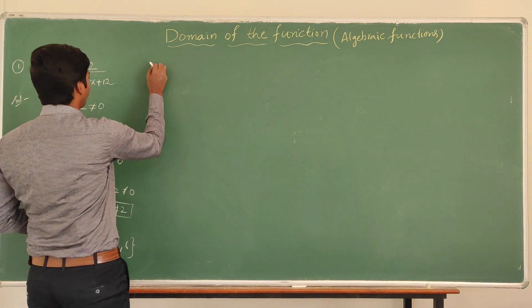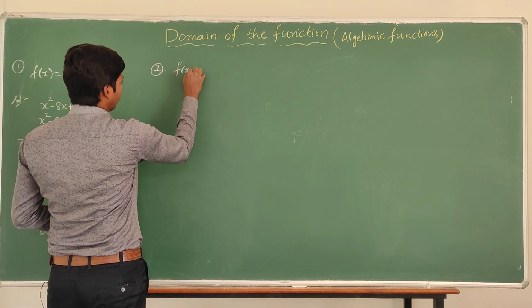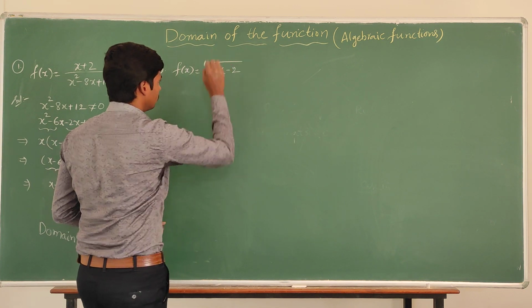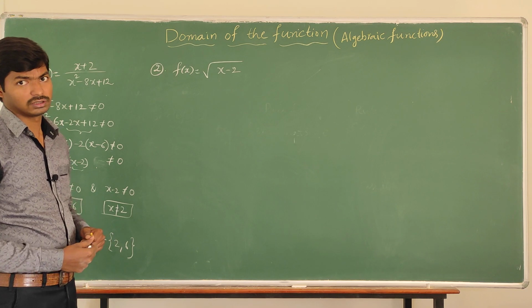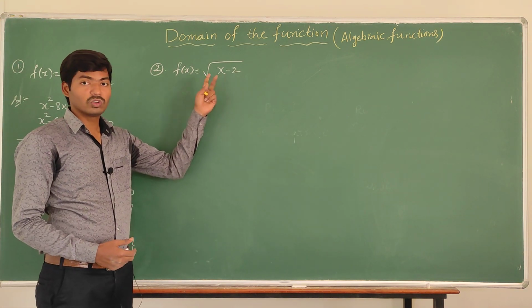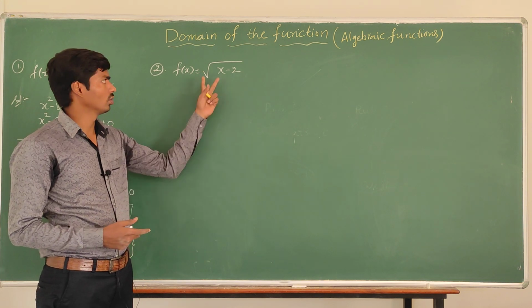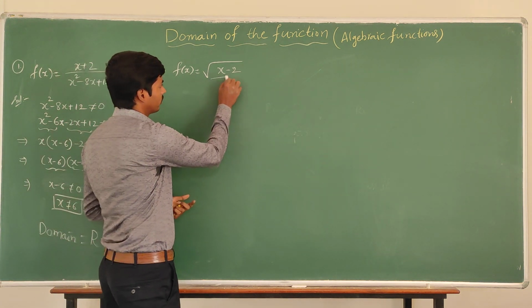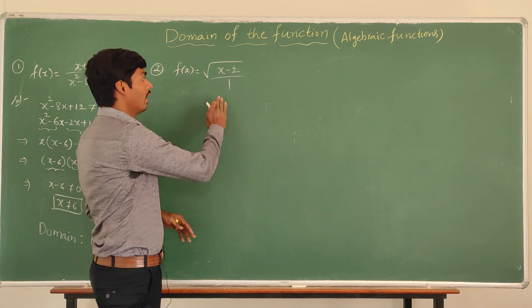Now example 2. f of x equal to square root of x minus 2. We have to find the domain of this function. So the square root function is in the numerator. Square root of x minus 2 is nothing but square root of x minus 2 by 1. Okay. So the root function is in the numerator.